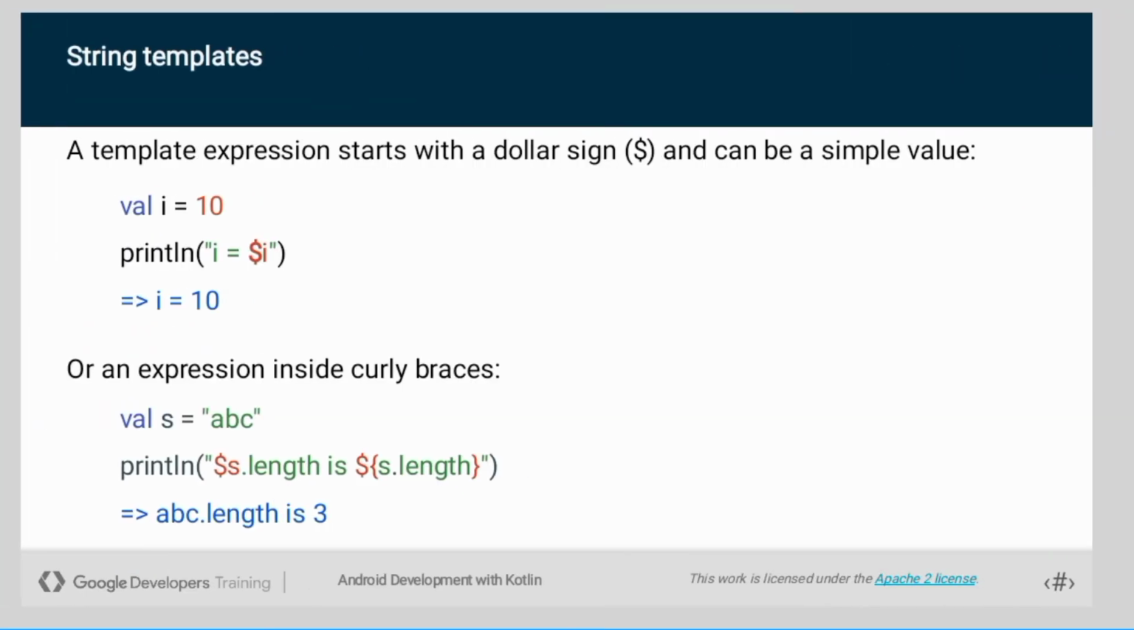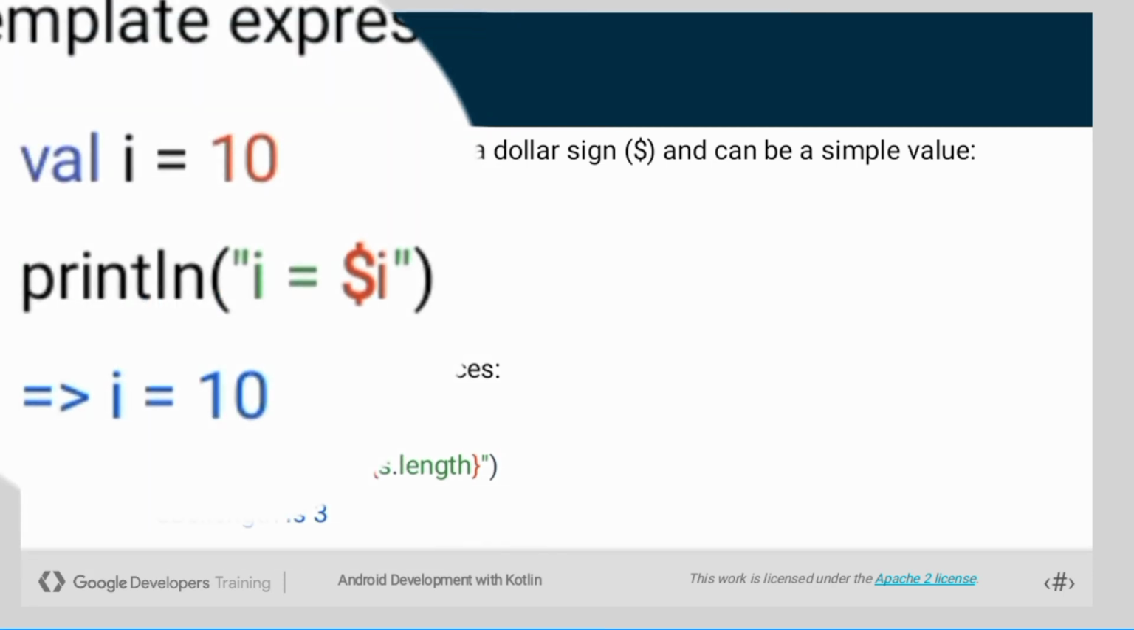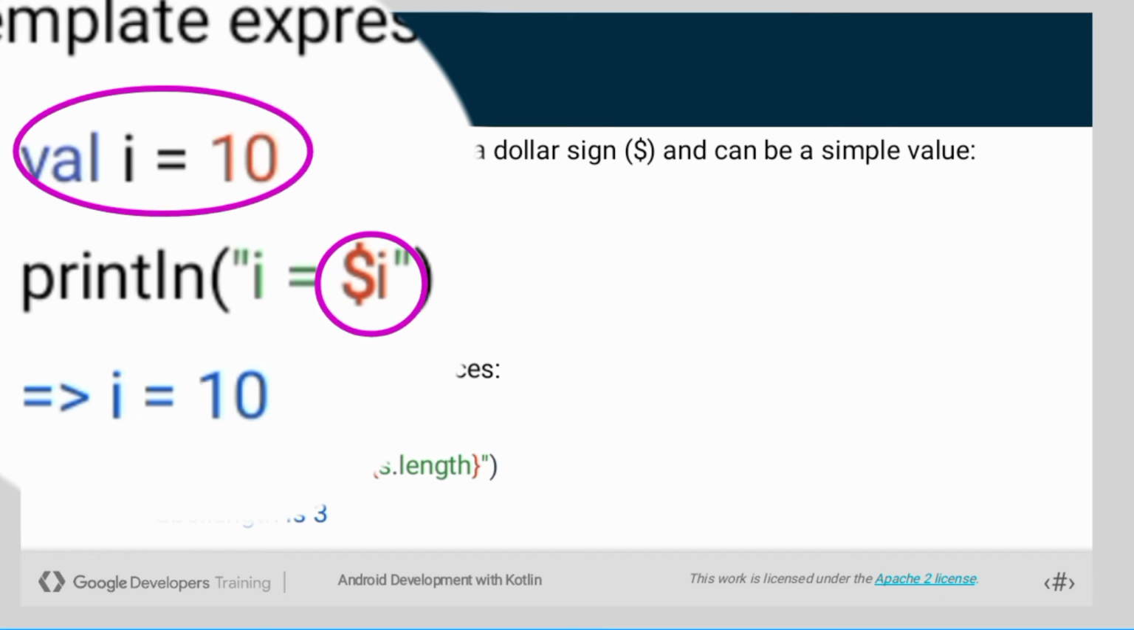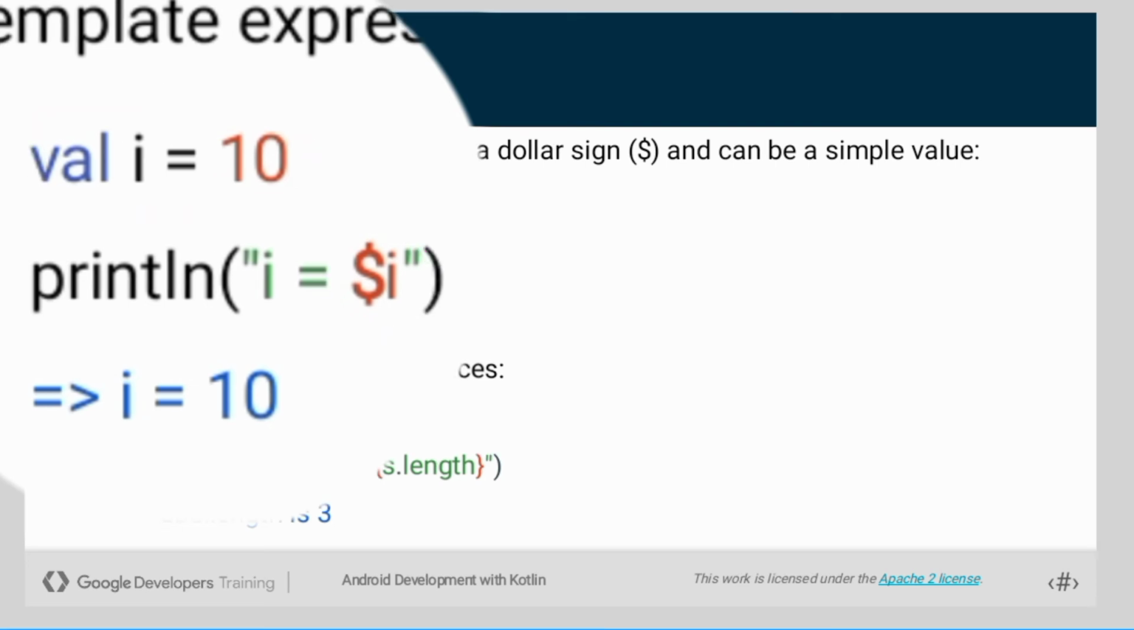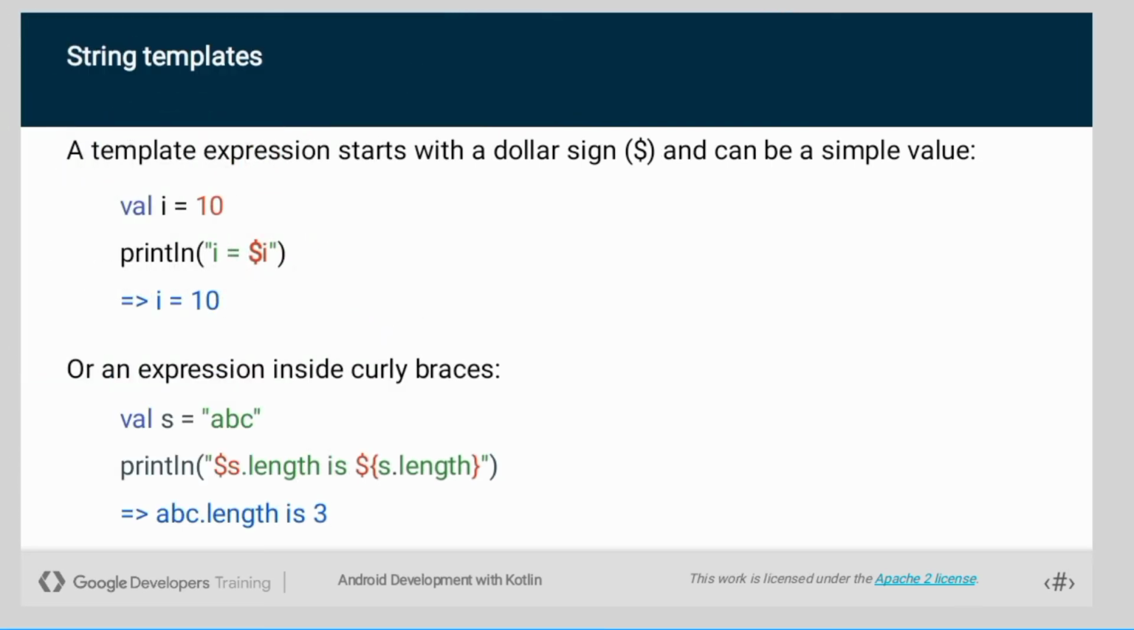String templates. A template expression starts with a $ sign and you can put values from variables into the string. For example, in this example, $i will get the value of the i variable. And you can also place expressions in curly braces. For example, $s will get the string in s, which is ABC, and anything in the curly braces will be evaluated.